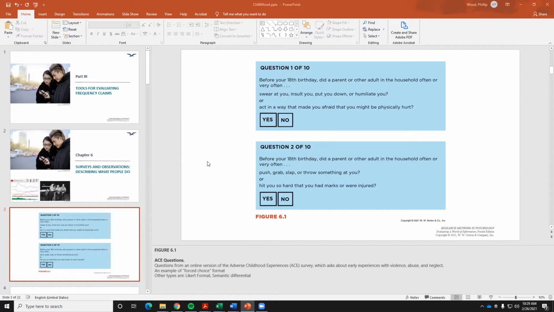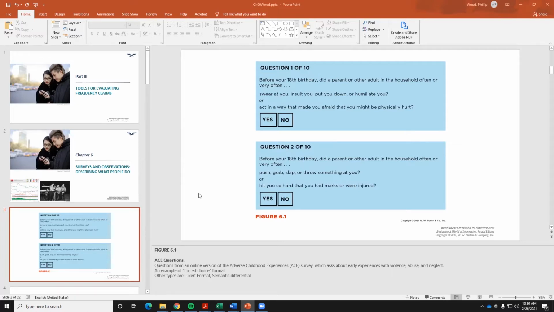It has some advantages, it has some disadvantages. It doesn't tell you a matter of degree. It doesn't tell you really what the particular types of abuse are. And you might think that being hit so hard that you had marks and injuries is something that's much more severe than, say, just pushing or grabbing somebody.